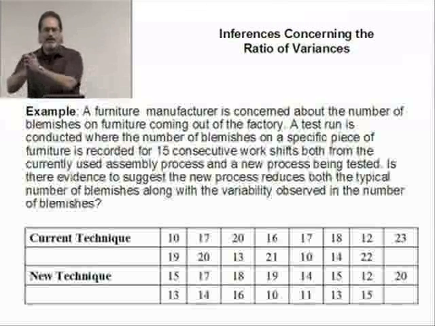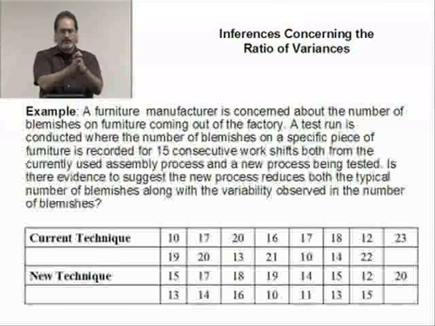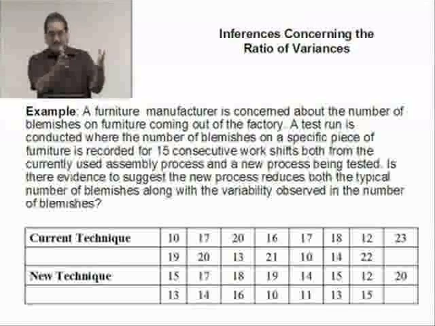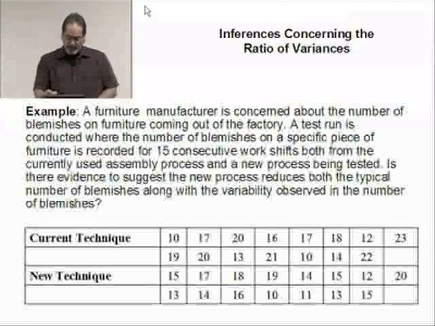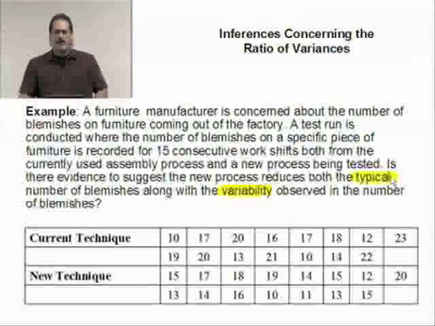Now the question is, is there evidence to suggest a new process reduces both the typical number of blemishes? Obviously they want to decrease the blemishes at all possible. The typical number, we're talking about the average, possibly the median, and the variability. So they're interested in both the variability and the typical number of blemishes. Typical meaning another word for average.